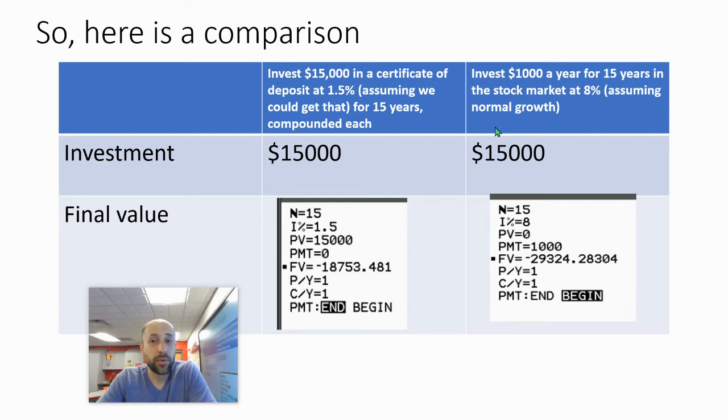If we did a similar thing with the stock market, the $1,000 for 15 years with the 8% rate, here's where we're at with the stock market after 15 years. So again, a pretty significant difference. But obviously, with the stock market, there are definitely risks to consider, as things can go up and down and fluctuate.